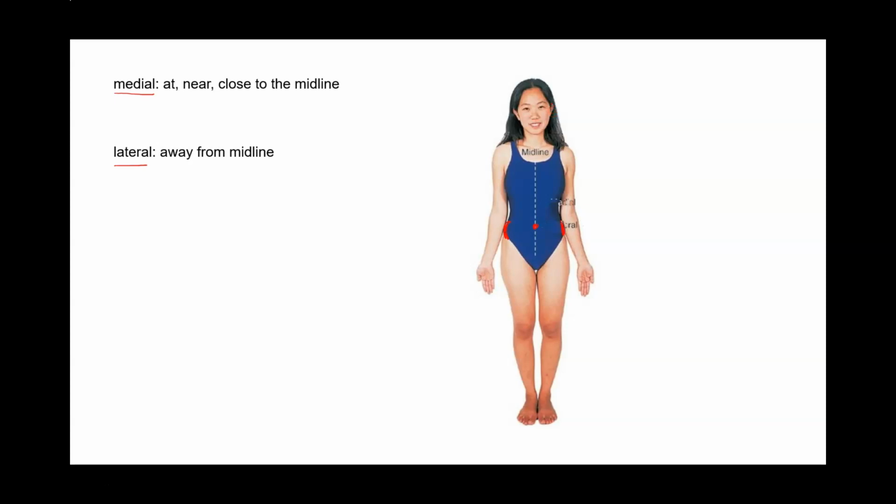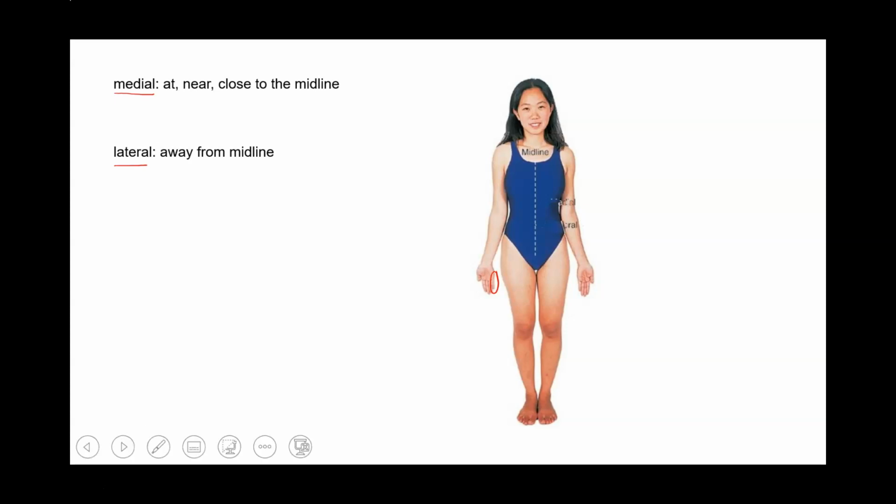You can also use these terms on the limbs, right? For example, you can say that the thumb is lateral to the pinky, or you could say that your pinky finger is located on the medial side of your hand.